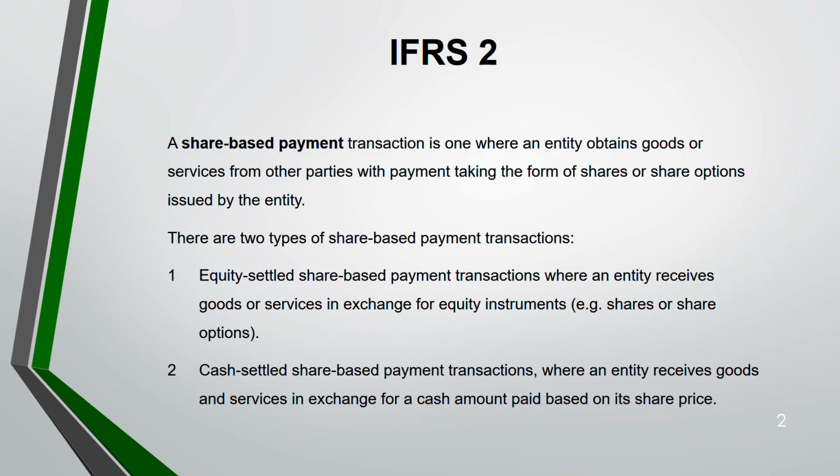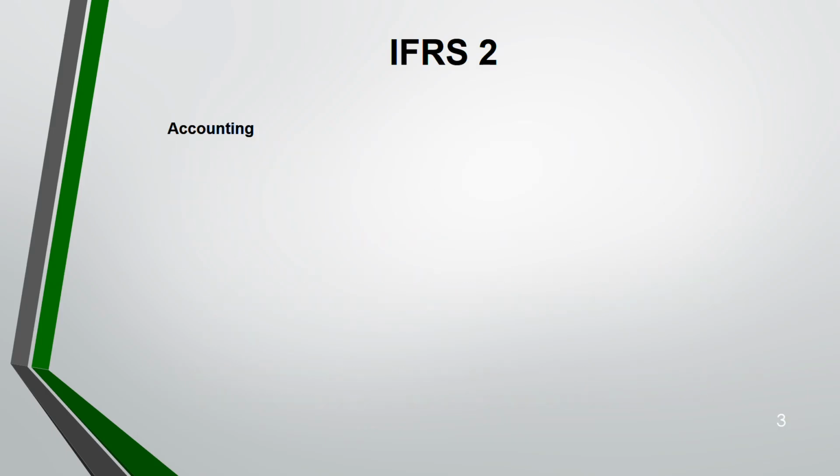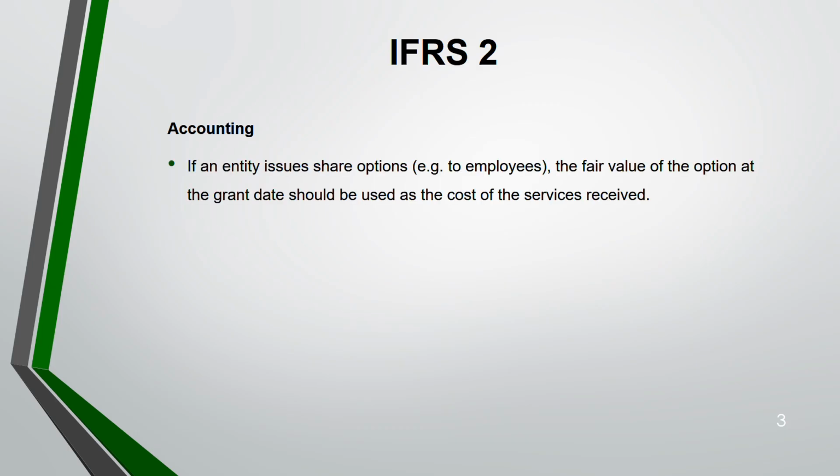Equity settled share-based payment is when an entity receives goods and services in exchange for equity instruments. That means shares or share options. Cash settled means the entity is receiving goods and services in exchange for a cash amount that is paid based on the share price. Now, in your exam, you can be asked any of the two: equity settled, cash settled, or both in the same question. Now, the accounting treatment.